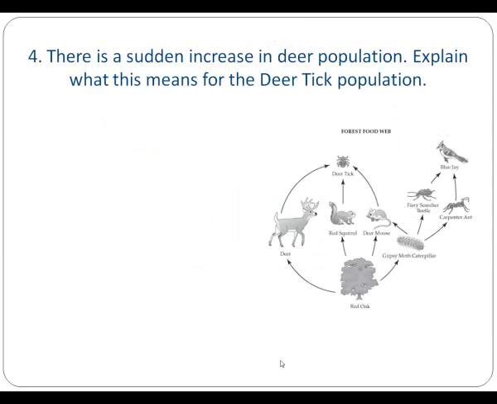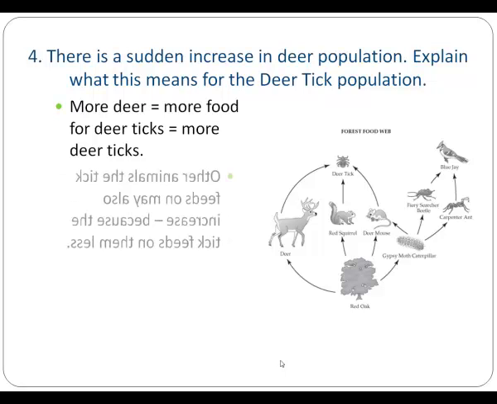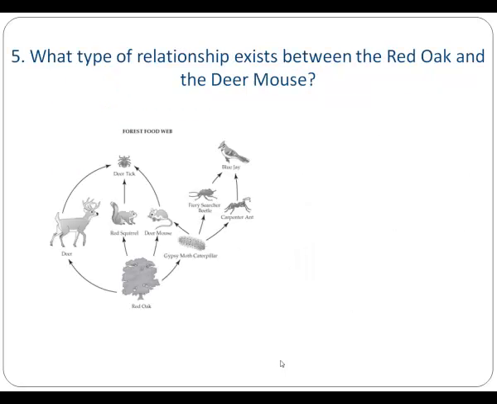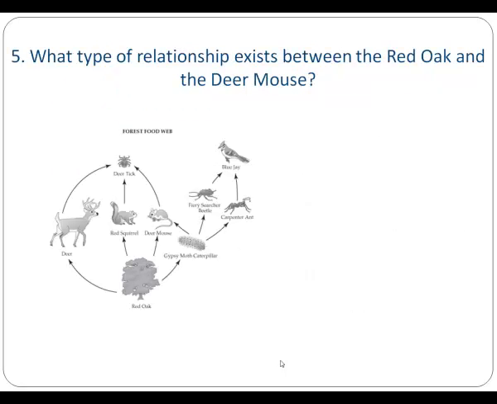There is a sudden increase in deer population. What does this mean for the deer tick? So, more deer, which would mean more food for the deer ticks, means more deer ticks. The other animals that the tick feeds on may also increase because now the tick is feeding on many more deer as opposed to the red squirrel and the deer mouse. So those populations might increase.